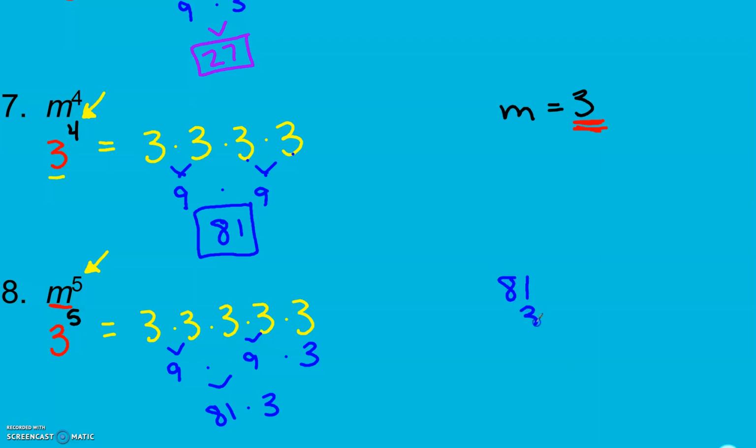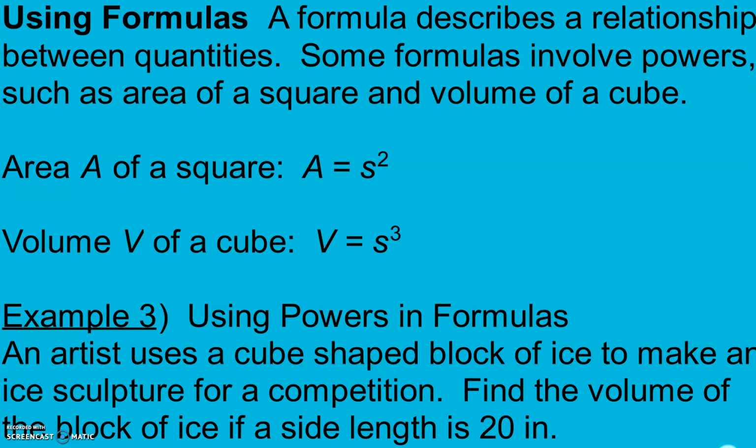So if I go over here, 1 times 3 is 3. 8 times 3 is 24. So I have 243 as my answer.